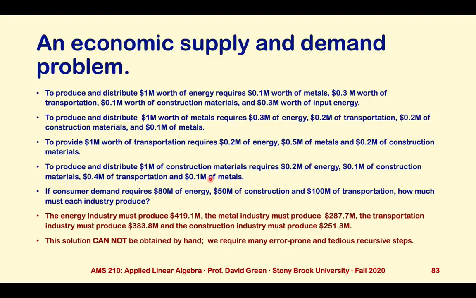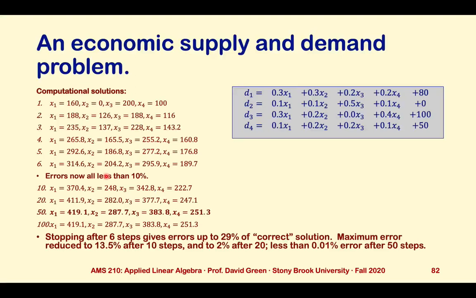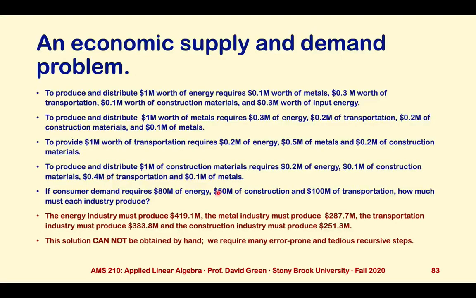We do want to phrase this back into the language of the original problem. We did get an answer, not by hand, but we did get an answer. The final answer is that the energy industry must produce about 420 million. The metal industry must produce just under 290 million. Transportation must produce about 380, and construction about 250 in order to satisfy those consumer demands.